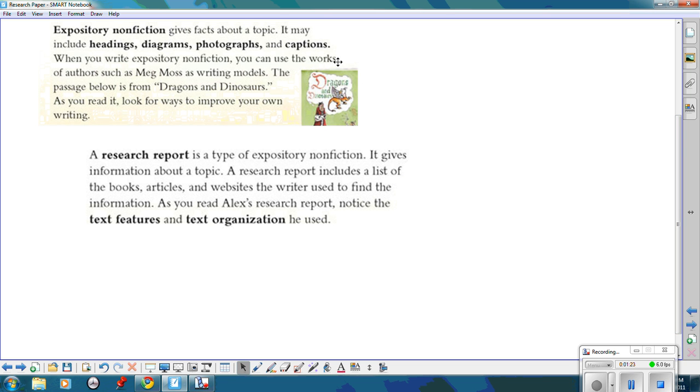And expository nonfiction will include possibly headings or diagrams or photographs and captions. You can think about any nonfiction that you might have read recently, and look to see those different criteria in the nonfiction that you've seen. So take a look at this story that fourth graders recently read. It's called Dragons and Dinosaurs, and it is about studying dinosaurs and dinosaur bones from ancient times.